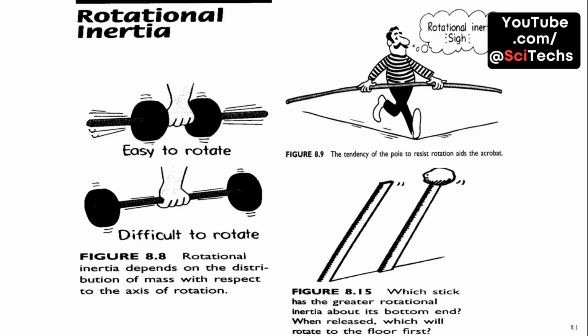The tendency of the pole to resist rotation aids the acrobat. Which stick has greater rotational inertia? The one with mass farther from the axis.